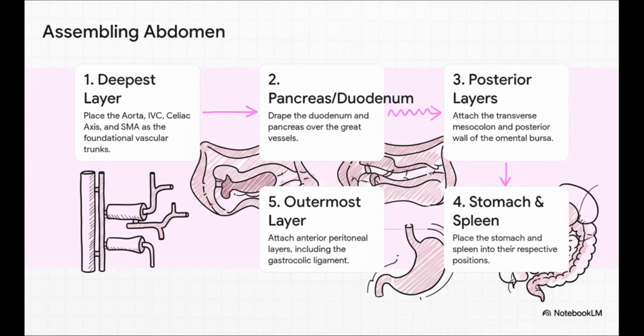Think about it. By starting with the great vessels, then draping the pancreas and duodenum over them, and then adding the mesenteric and peritoneal layers one by one, we get a crystal clear mental map. This step-by-step construction clarifies exactly how the pancreas relates to those vessels and how the omental bursa is formed, which is absolutely crucial for orientation during the procedure.